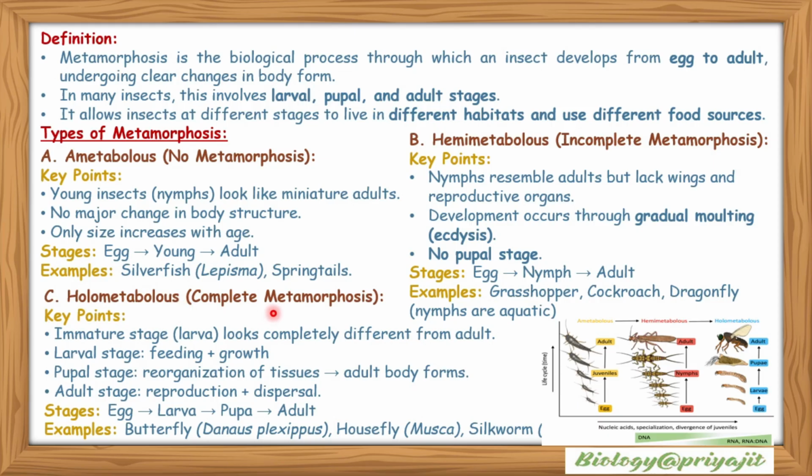Holometabolous insects are those where complete metamorphosis is found. Their immature stage, or larva, looks completely different from the adults. Their larval stage is responsible for feeding and growth. The pupal stage is distinguished by reorganization of tissues and ultimately formation of adult body structures, and the adult stage is dedicated to reproduction and dispersal. So the egg will be converted into a larva, the larva will be converted to a pupa, and the pupa will be converted into an adult. Examples include butterfly such as Danaus plexippus, housefly Musca, silkworm, Apis species, etc.